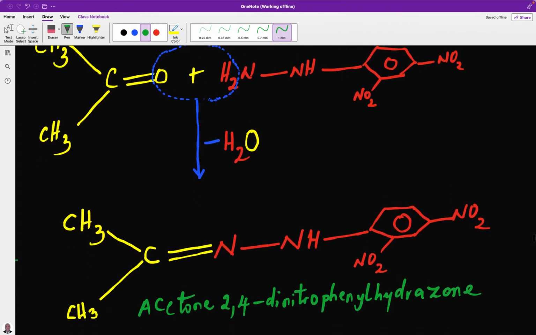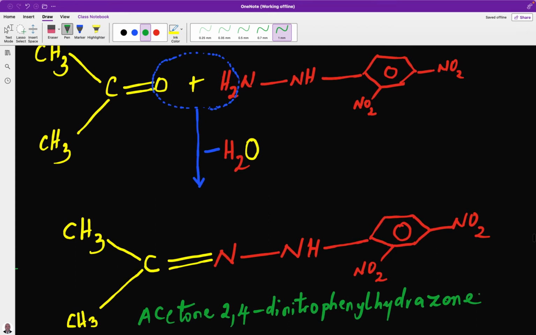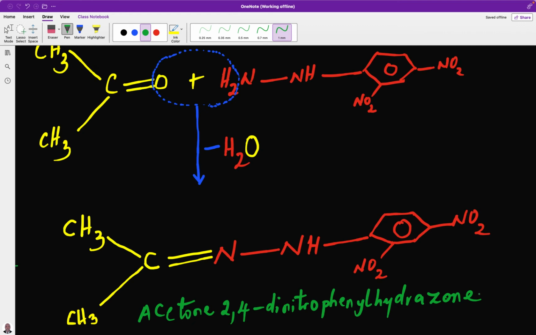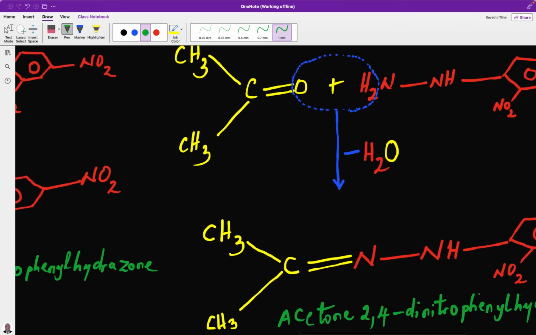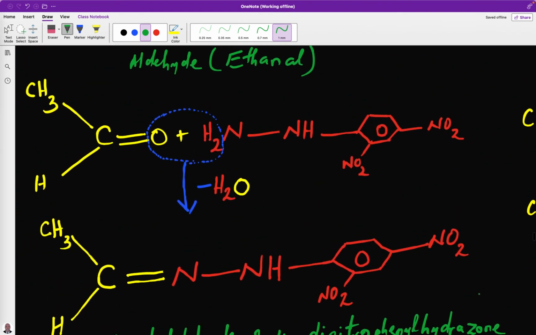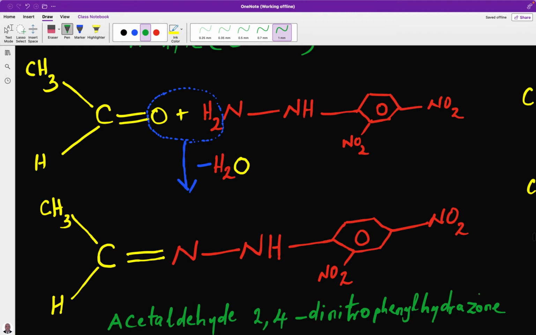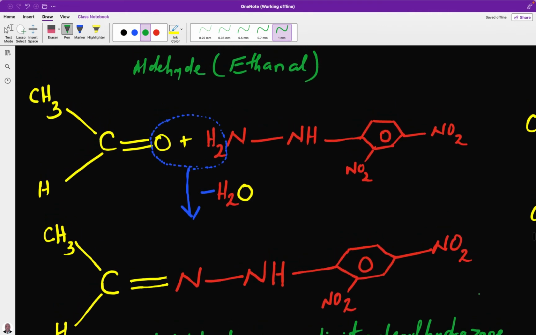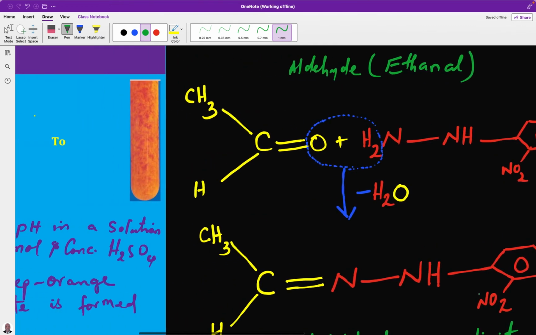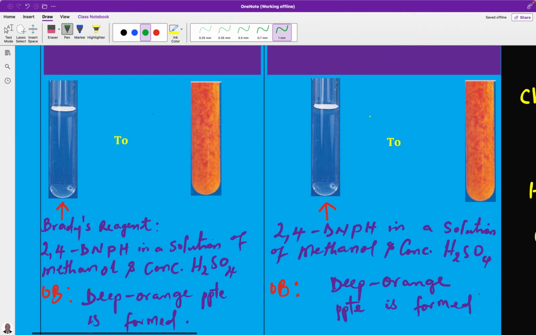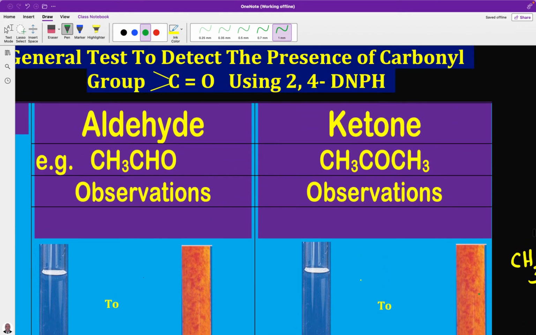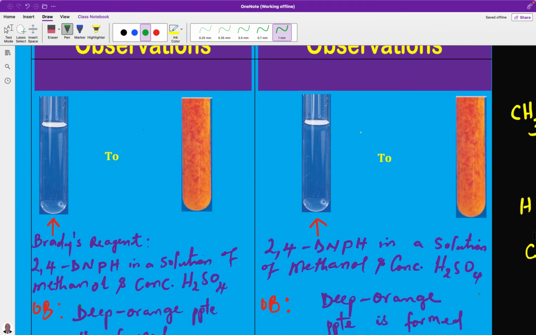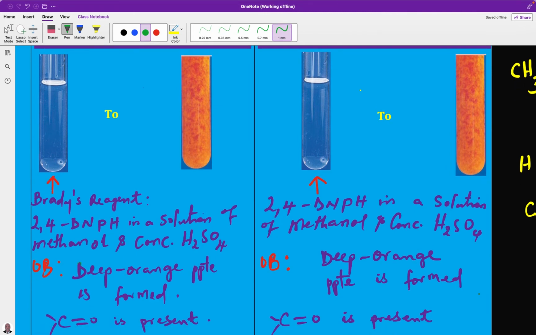That is for acetone. We will have acetone 2,4-dinitrophenylhydrazone. That is the product that will be formed in the test tube, giving us a deep orange precipitate. And this is the product with aldehyde, acetaldehyde 2,4-dinitrophenylhydrazone too. That will be the same product, giving us a deep orange precipitate in the test tube, as you have observed here. So that is the observation when you are using Brady's reagent to test the presence of a carbonyl group in aldehyde and ketone.